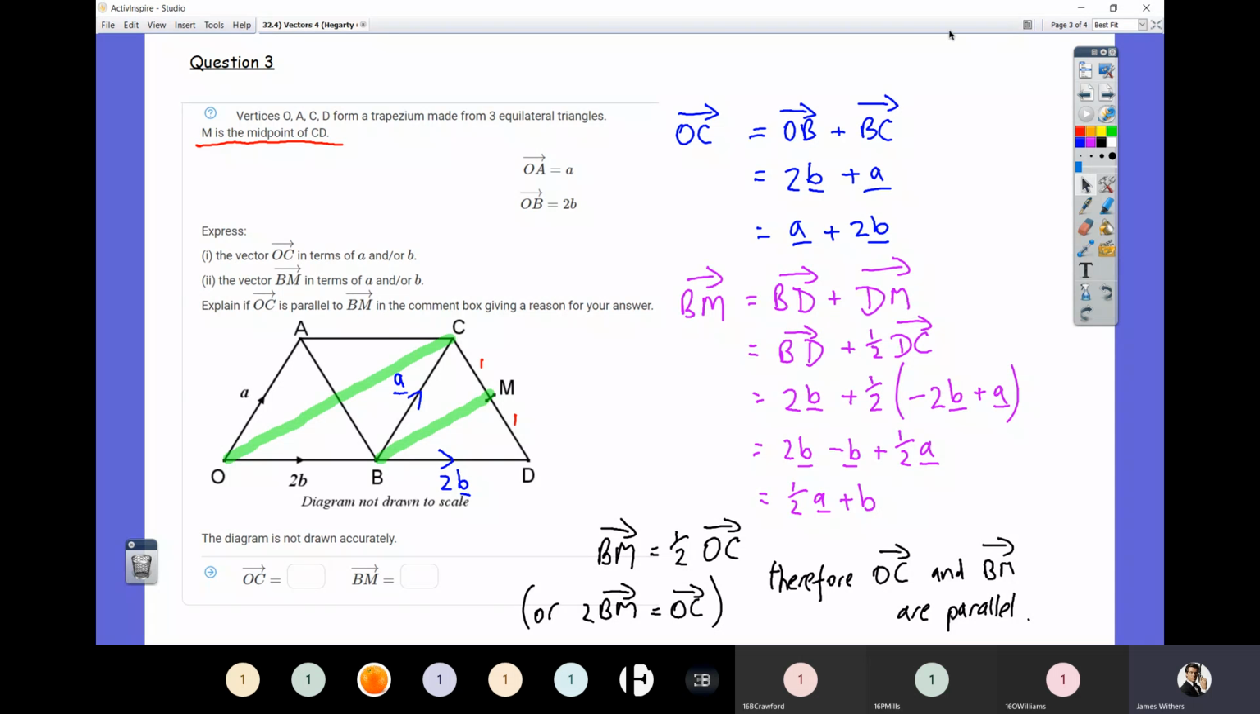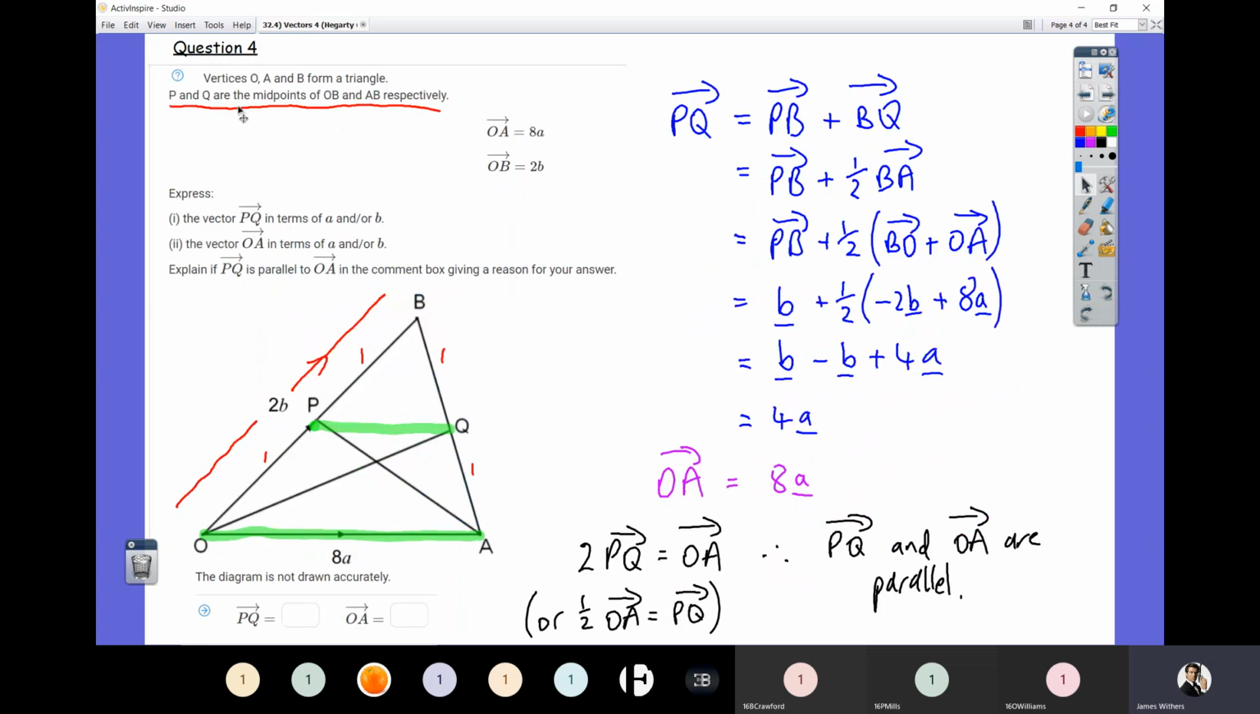So that's question 3. So similar idea. Let's just process question 4. P and Q are the midpoints of OB and AB respectively. This diagram, that is 2b all the way down from O to B. And so that's a midpoint, so let's call that 1b and that 1b, and Q's a midpoint, let's call that 1 and that 1. And obviously we're told that OA is 8a and OB is 2b.